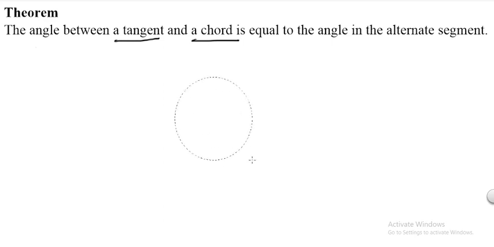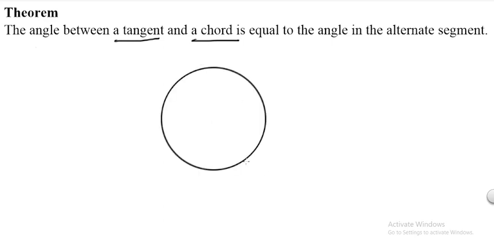So let's say we have a circle like this, and we also happen to have a tangent to the circle. Remember, the tangent makes contact with the circle at a single point. So let's say at that point where it makes contact with the circle, we have a chord. Once you have a chord in a circle, you have a segment. So this side is a segment, and this side is also a segment.